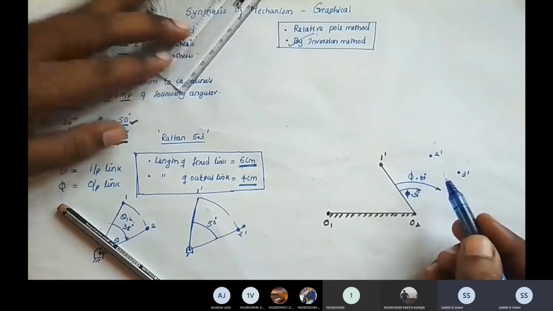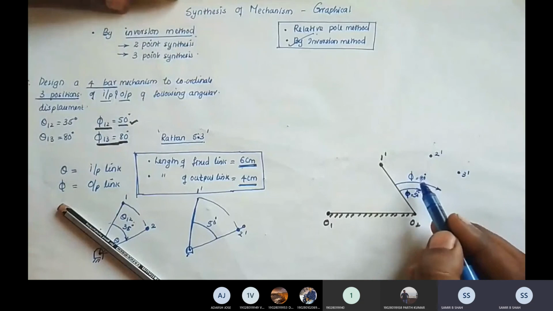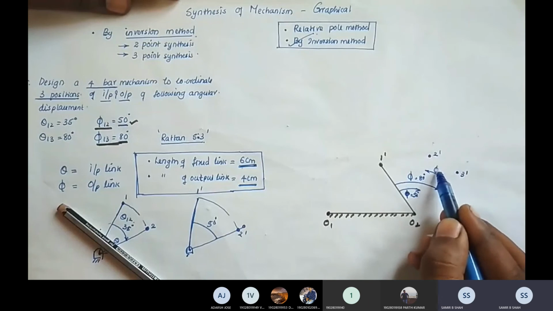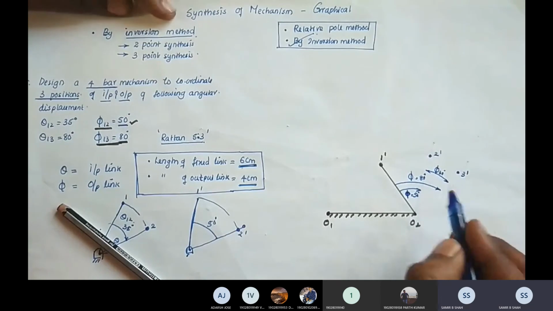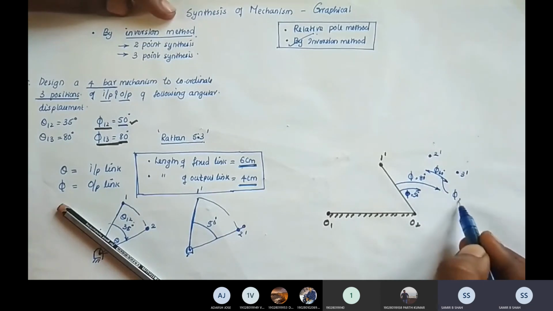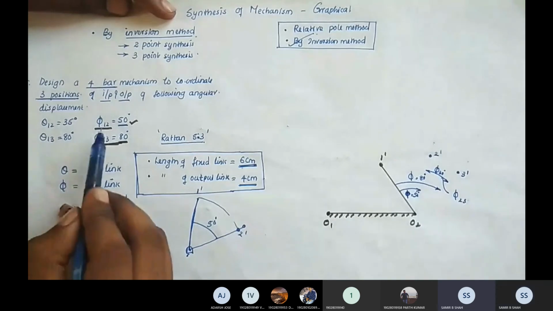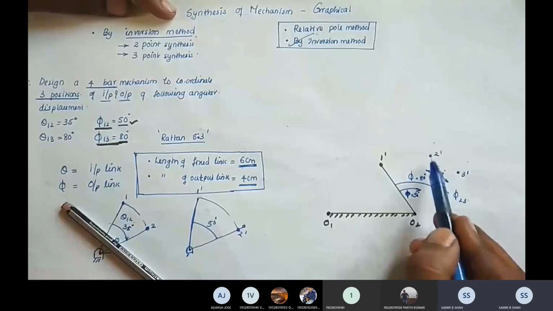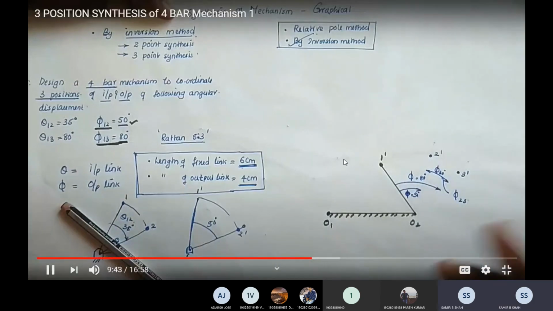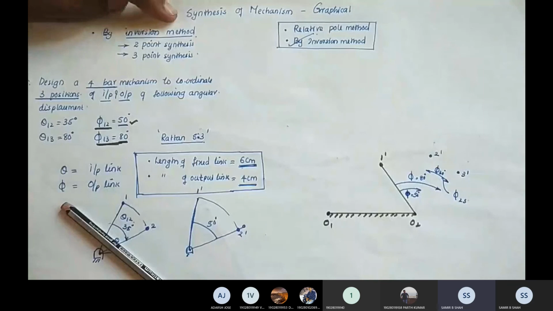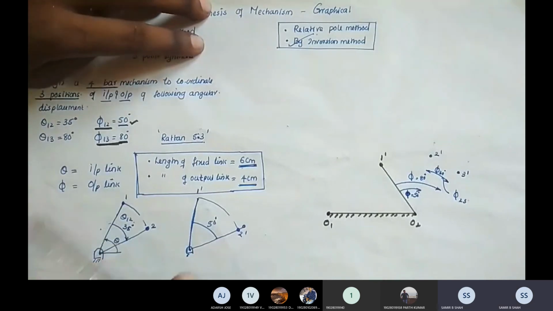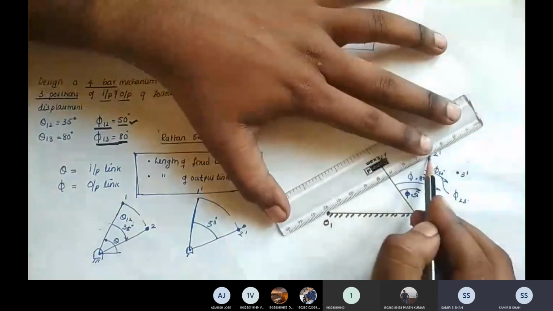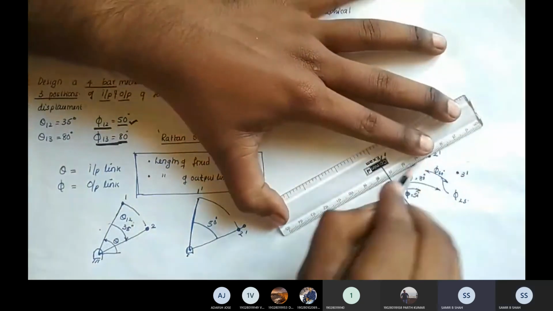Or in another question, they may give theta 2 to 3 as 30 degree. That means this is the angle for 2 to 3. Here phi 1 to 2 is given, and 1 to 3, the initial and final positions, is given. Here 2 to 3, from the second position to the third position, it is 30 degree, but the question may be like so. The next step is I'm going to join this fixed point and this second point.